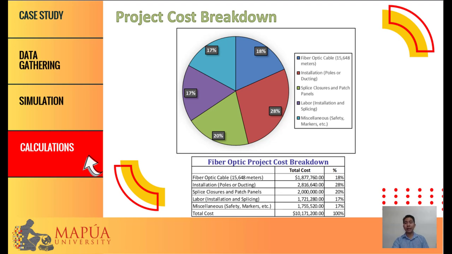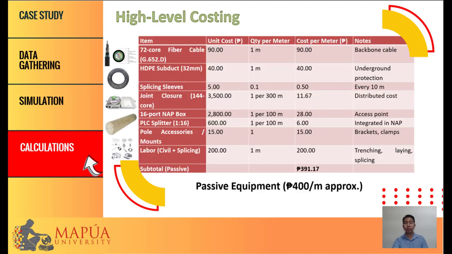Fiber optic cable and related accessories is one of the most expensive components in network deployment. Optimizing cable usage through efficient network design can significantly reduce overall project expenses.